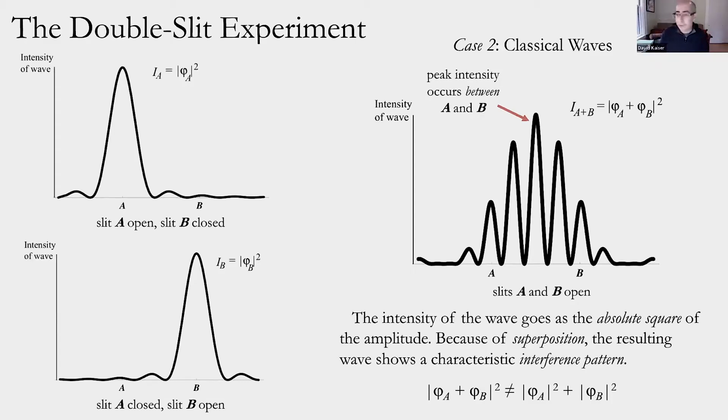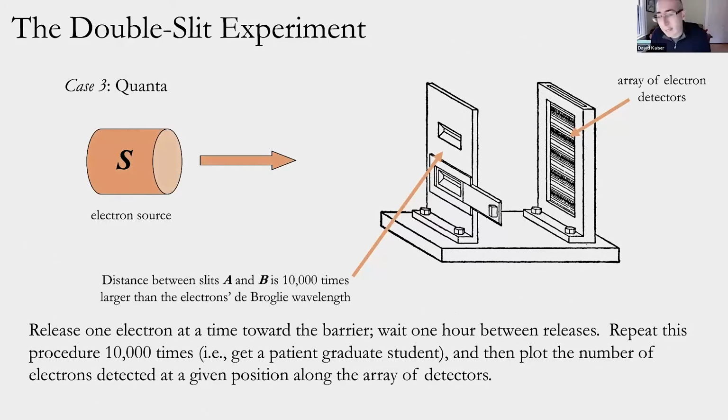And since the amplitudes can be both positive and negative, they can even be complex numbers, there can be all kinds of situations in which the square of the sum is quite different than the sum of the squares. And in particular it has this characteristic wave-like interference pattern. Again, probably pretty familiar. So now what happens when we move to the quantum realm?